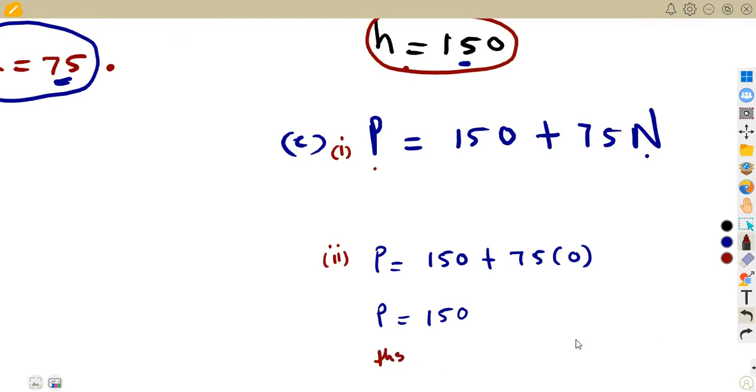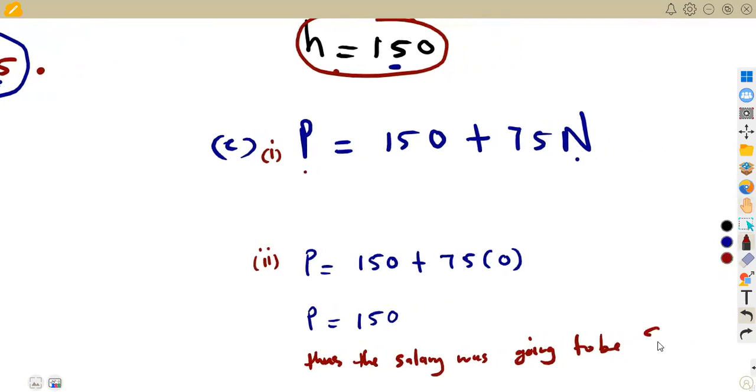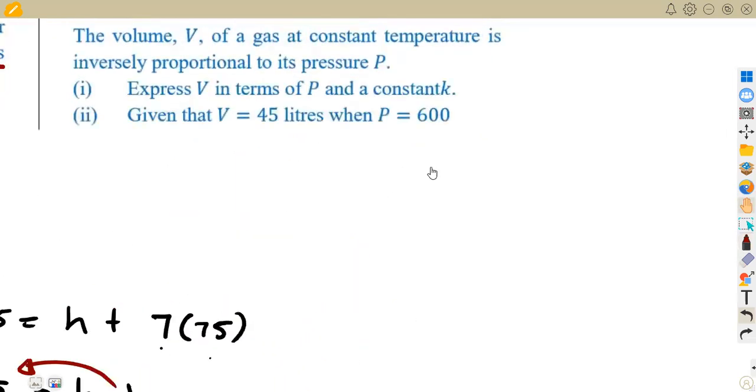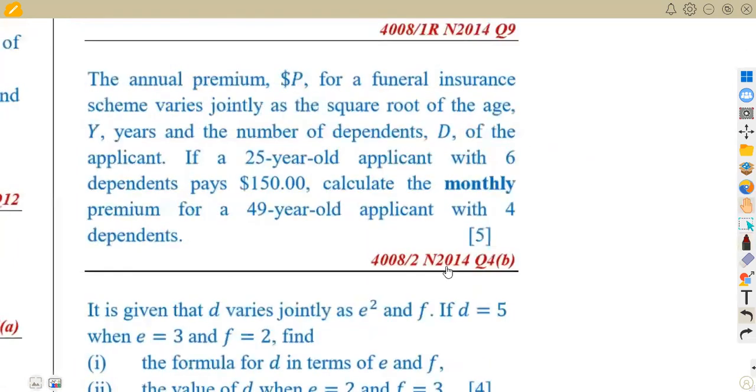The salary was going to be $150. Remember, this salary is actually affected by a lot of things. So for that particular month, the salary was going to be $150. So you work with the information that you are given and also answer the questions properly when you are given an item by item like that.